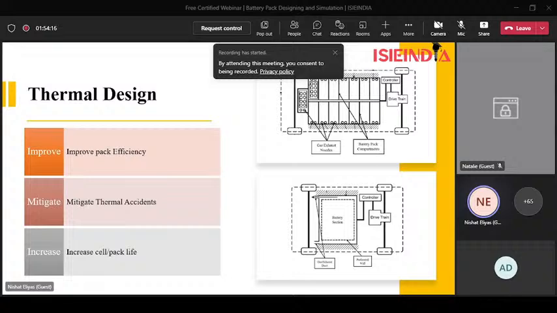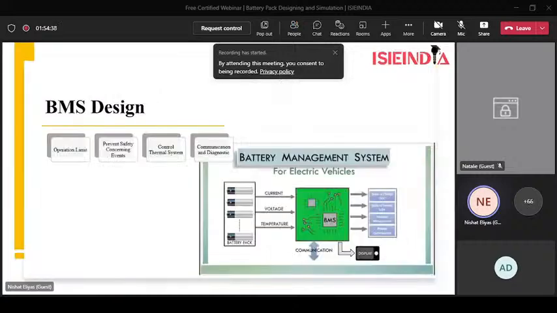A proper installment of the gas nozzles is required to make sure that while there is a chemical reaction inside the cell, the gas accumulated goes to the environment, to the outside of the battery pack. This may mitigate thermal accidents. It will also help in increasing the cell pack life.